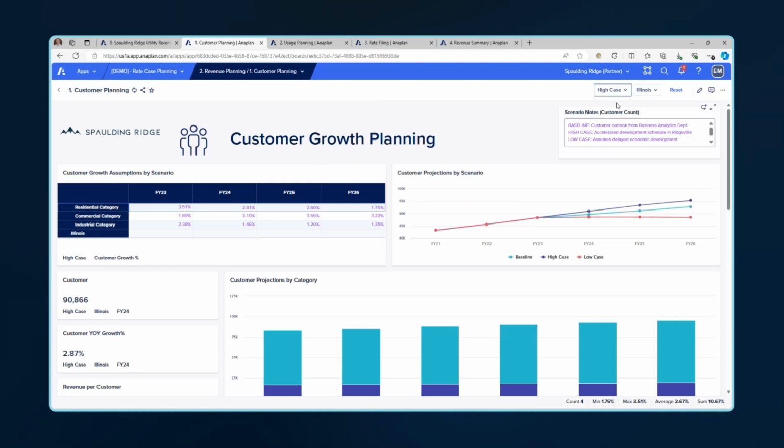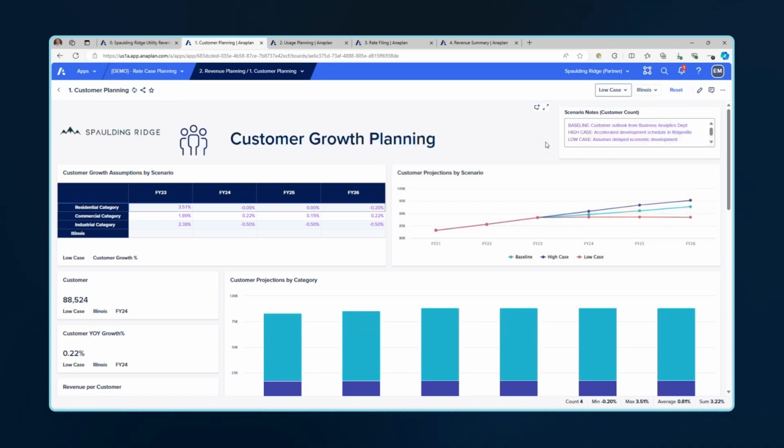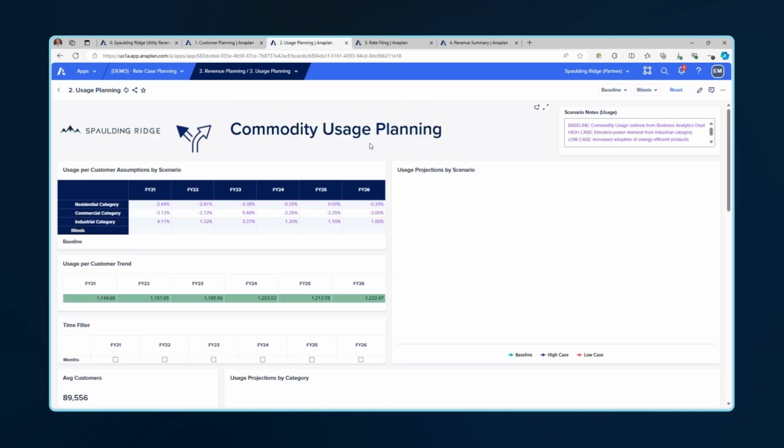And for the low case, we're going to assume some economic development delays. So that's going to impact all 3 of our rate categories, and you'll see those as different inputs here. So that will generate 3 different trend lines for base case, high case, and low case in our customer count. So now let me move on to usage, commodity usage.